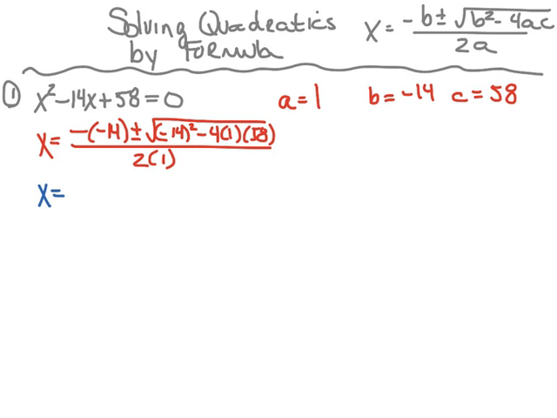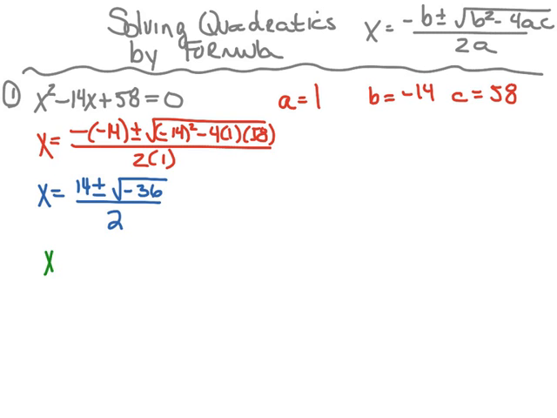I got a negative and a negative 14. Negative times a negative makes this a positive 14, plus and minus the square root of something. If I go to my calculator and enter negative 14 squared minus 4 times 1 times 58, I end up with a negative 36. And my denominator, I have 2 times 1. 2 times 1 is 2.